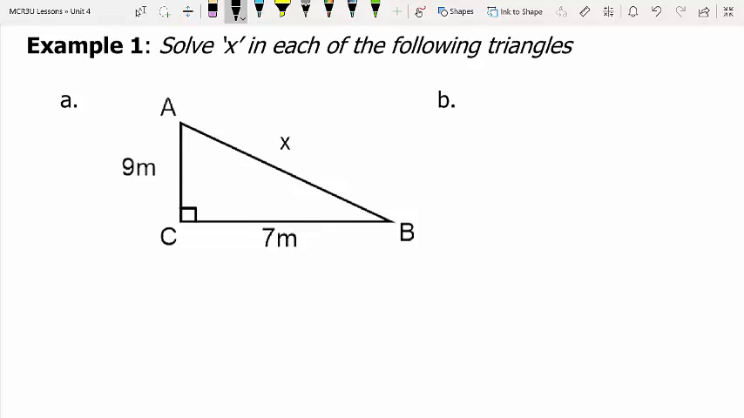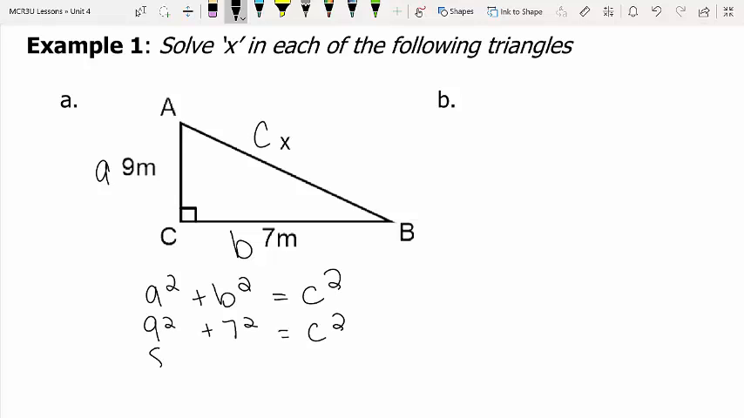So here x is on the hypotenuse side. The first thing you always want to do is label the side lengths of the triangle A, B, and C. Remember, it doesn't matter which side is A or B, but C has to be the hypotenuse. Then write out your Pythagorean theorem, plug in your values, and then solve for C.